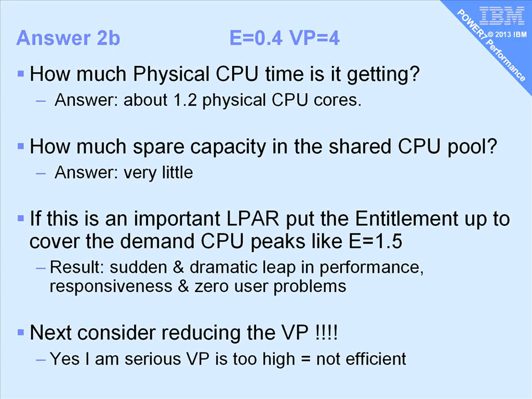They made those changes to Jane's machine, and there was a sudden dramatic leap in performance. Now, instead of struggling to get 1.2 CPUs, it's guaranteed to have that available at all times. And this means it's much more responsive, and there are now 0 user problems. Then they asked me, what's the next stage of tuning we should do? And I said, let's reduce the virtual processor number. And yes, I am serious, reducing the virtual processor number for higher performance. Unfortunately, the customer didn't go ahead with that because they couldn't cope with it psychologically.